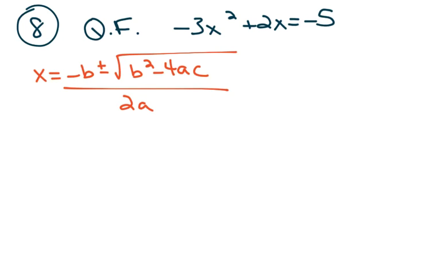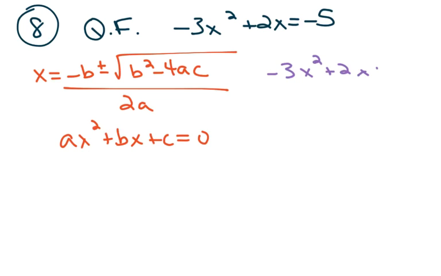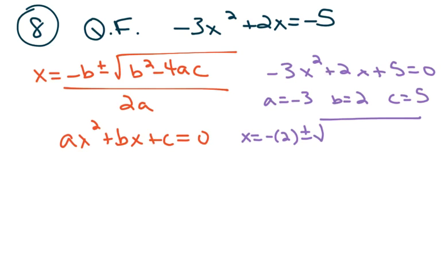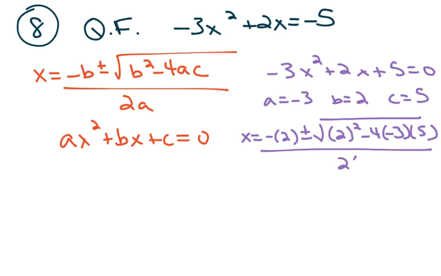But you can only use it if the equation is in ax squared plus bx plus c equals 0 format, which it's not. Well, we can do that very quickly. All we have to do is add 5. And now I know that a is negative 3, b is 2, and c is 5. So x equals the opposite of b plus or minus the square root of b squared minus 4ac all over 2a.